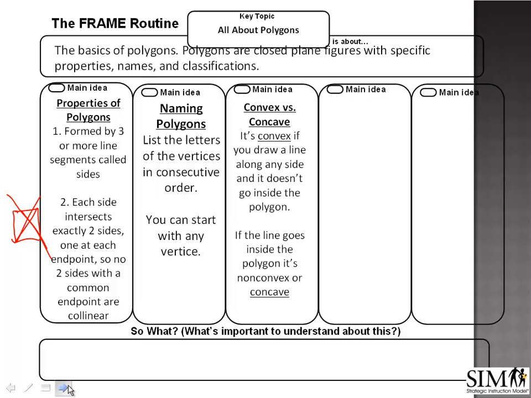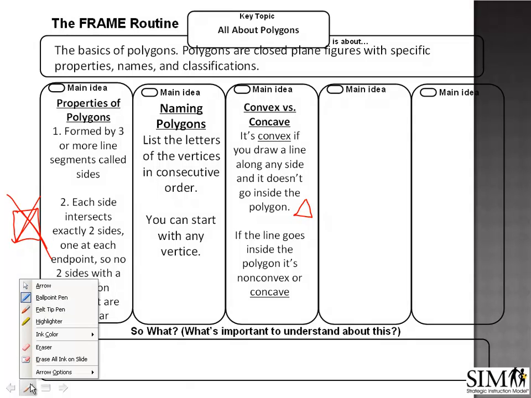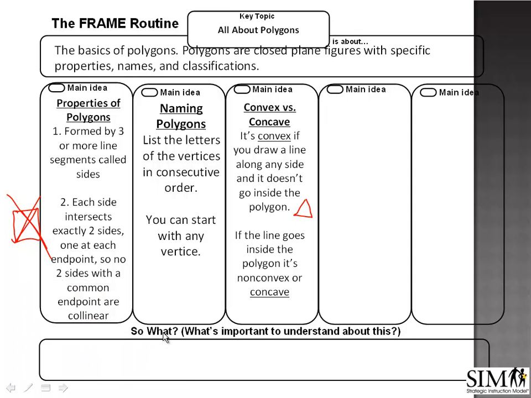Convex versus concave. So it's convex if you can draw a line along any side and it doesn't go inside the polygon. So for example, here's a triangle. If I draw a line along this side, it does not go inside the polygon. If I draw a line along this side, it does not go in the polygon. If I draw a line along this side, it does not go inside the polygon. So that is a convex shape.